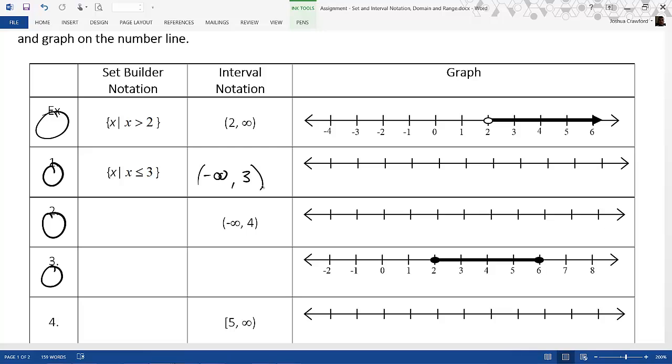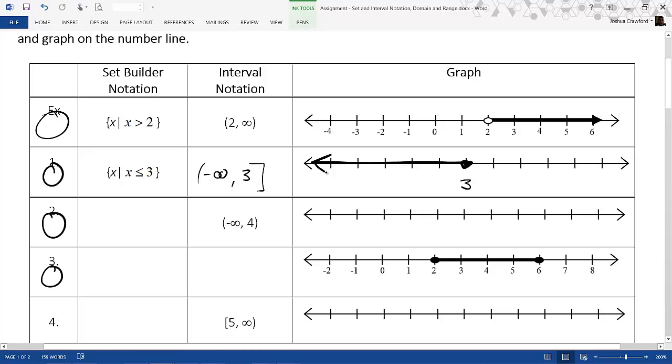Then on your number line, put a 3 at the center since that's your only number. And that 3 needs to have a bracket because this is an equals-to symbol, meaning it's included. So since we have a bracket and it's included, we're going to have a closed circle on our line. And because it's negative infinity, we're going to go to the left and put an arrow. And that's it.